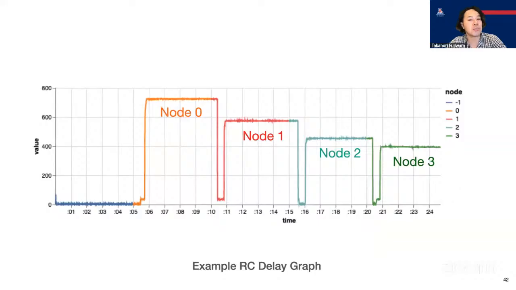Here's an example graph that visualizes these different RC delay values. Here, X represents time and the Y-axis represents RC delay values. Each color represents a different node. So you can see a distinct signal for each touch node.